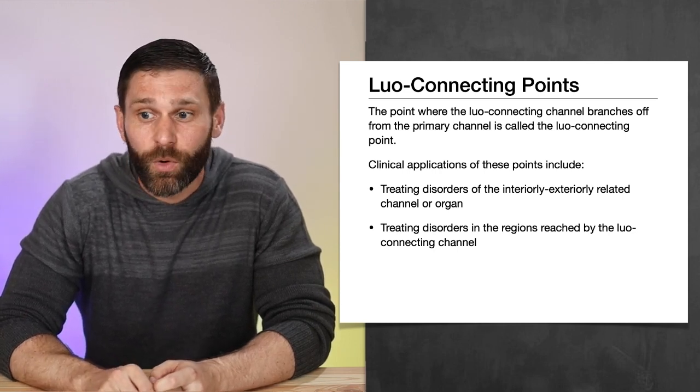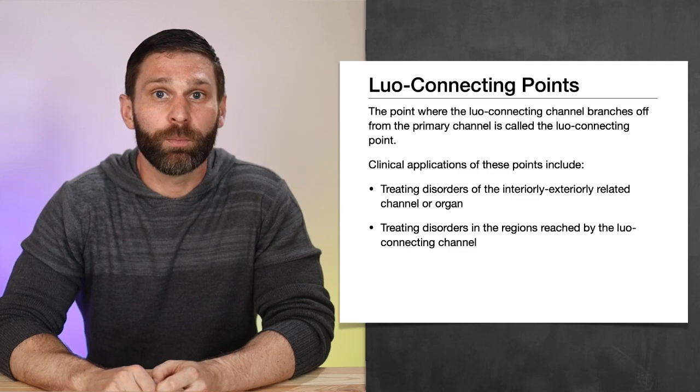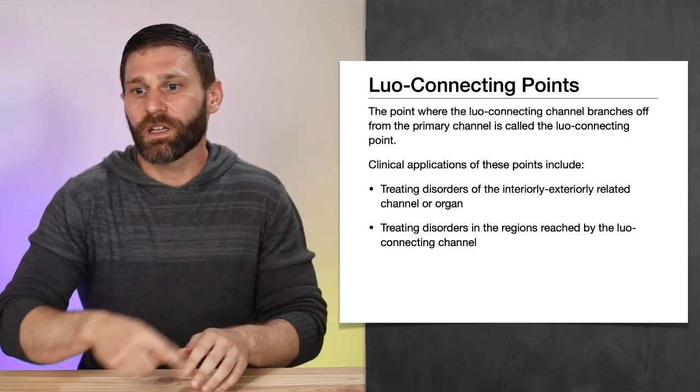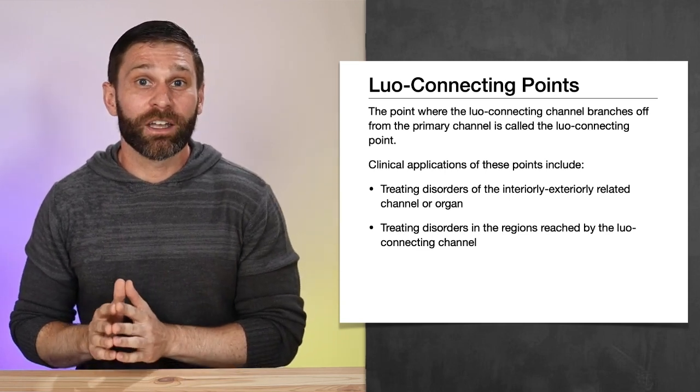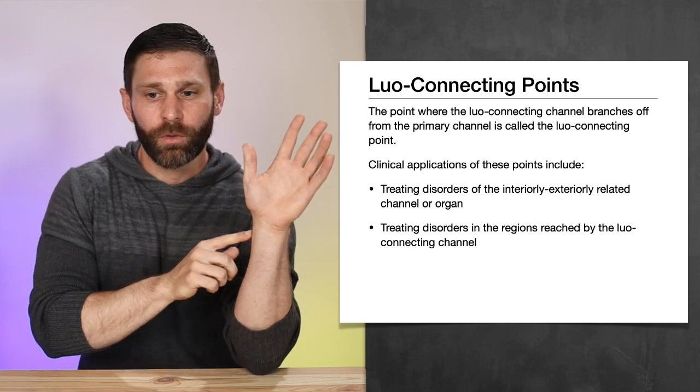They also treat disorders in the regions reached by the Luo-Connecting channels. So again, like we said up here, we have something called Luo-Connecting channels. They begin at the Luo-Connecting point. So with the lung channel, we start at lung 7. The Luo-Connecting channel goes up and spreads over the thenar eminence. That means when we needle lung 7, we can treat pain in the thenar eminence because that's where the Luo-Connecting channel goes. With the liver, the Luo-Connecting point of the liver is liver 5. The liver Luo-Connecting channel goes up the leg and goes around the external genitalia.